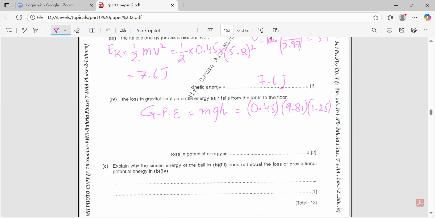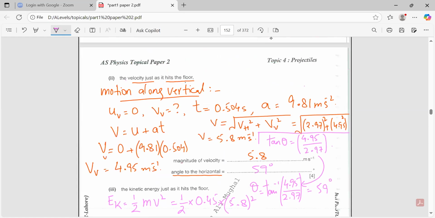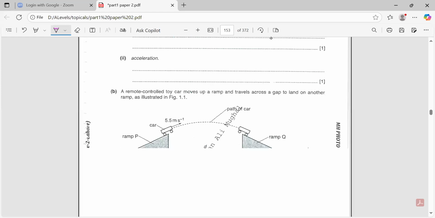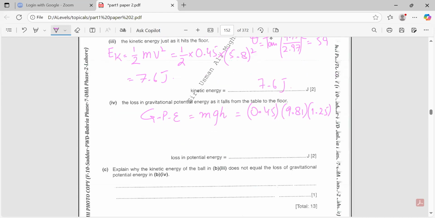We are always going to take the vertical height. What is the vertical height? This is the vertical height given to us, 1.25. This 1.25 is the vertical height in this specific case. When we multiply it, our answer will become 5.5 joules. So loss in gravitational potential energy is 5.5 joules.